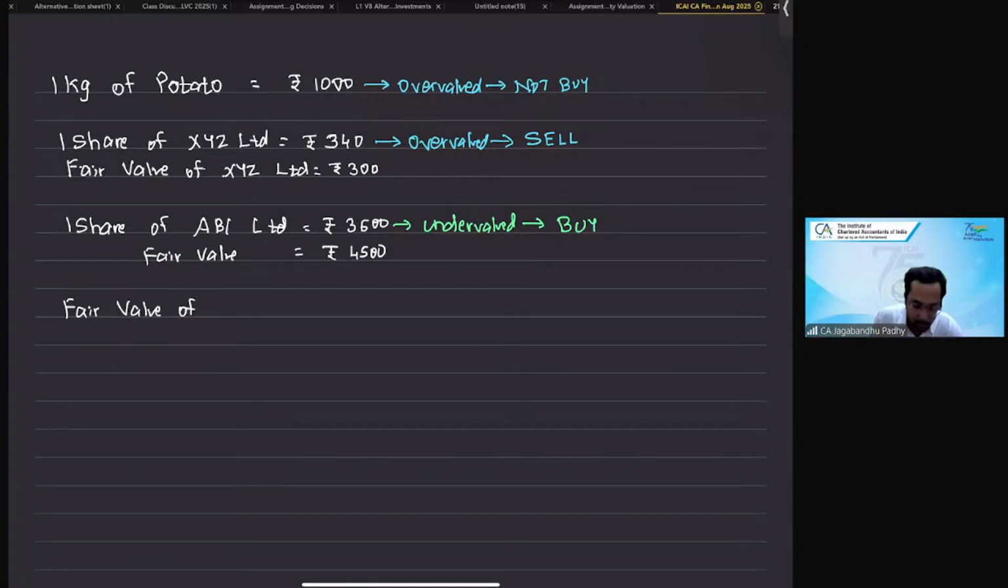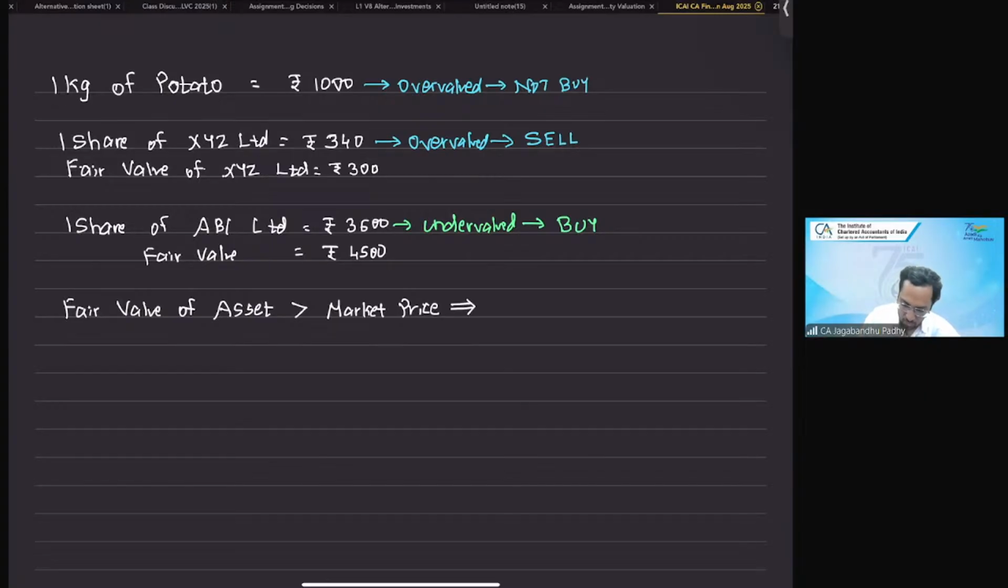Fair value of asset, if it is greater than the market price. If the fair value of the asset is greater than market price, can I say it simply means that the asset is, if the fair value of asset is more than the market price, then the asset is, can I say undervalued or overvalued?